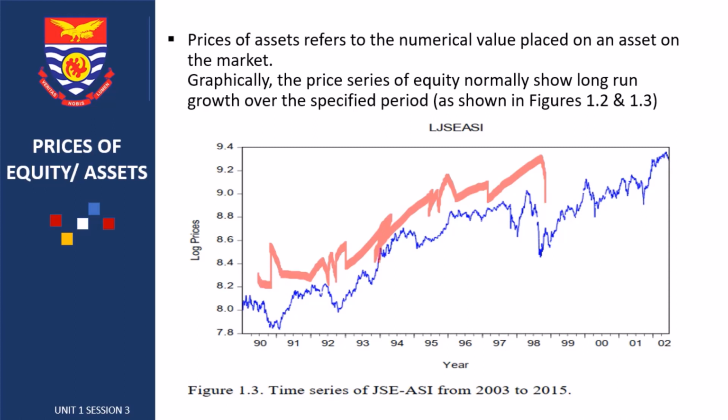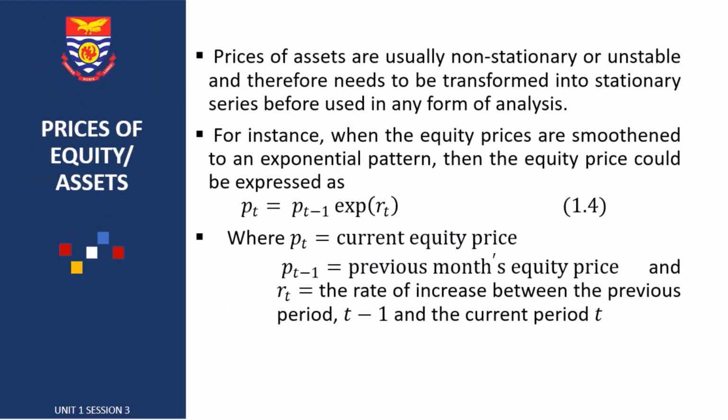So you can see that here, instead of the earlier graph where we were considering prices from 1,000 units all the way to 2,000 and above, here we are seeing 8 up to 9.4, which indicates that we have already found the logs of these prices, which makes the data set quite stationary or stable compared to the earlier graph. The price of assets or equity: we've already established that the prices of assets are usually not stable.